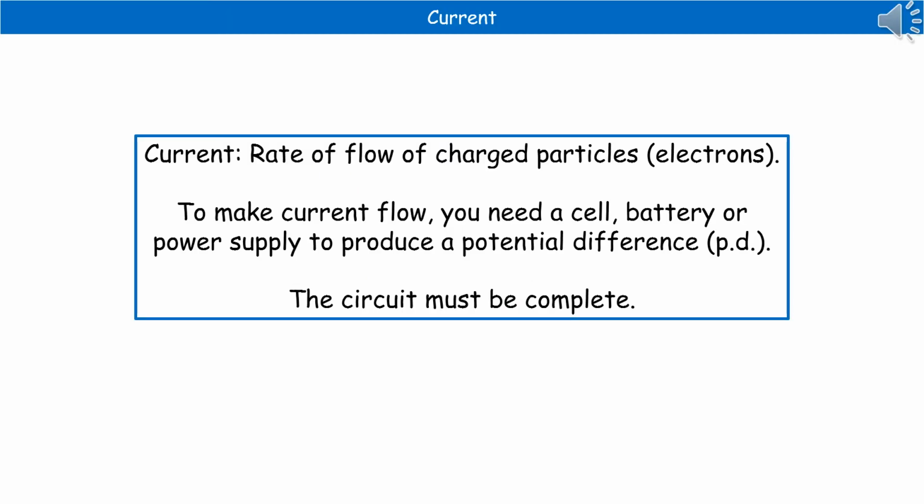Today's physics prep is looking at current, resistance and those characteristic graphs. When we're talking about current, we are talking about the rate of flow of charged particles or electrons. And in order to make that current flow, we need some kind of a power supply to produce a potential difference. We also must have a complete circuit.